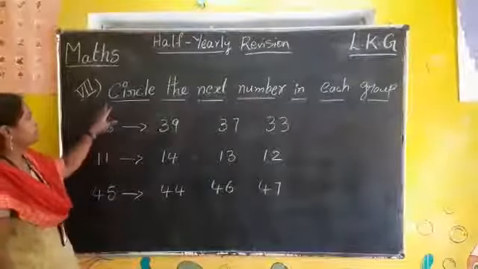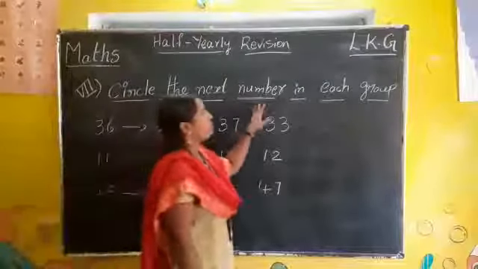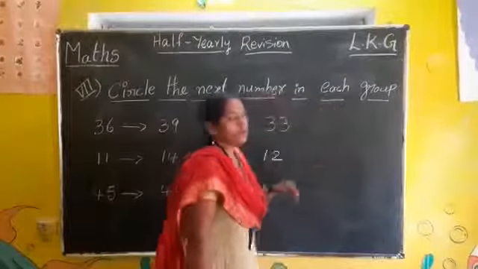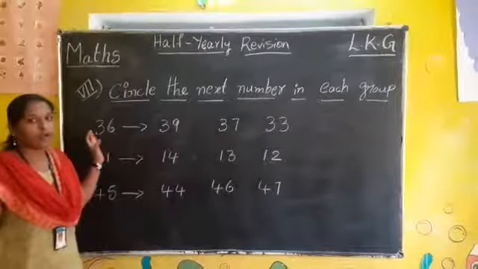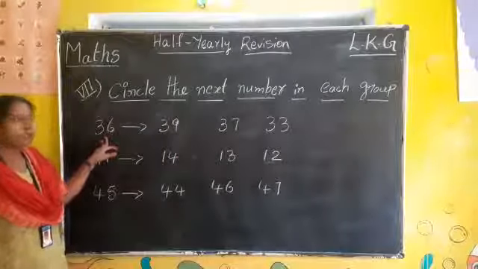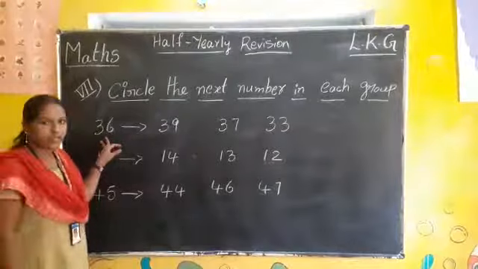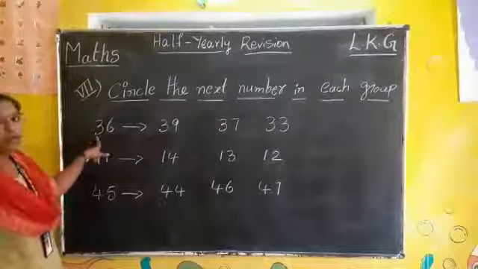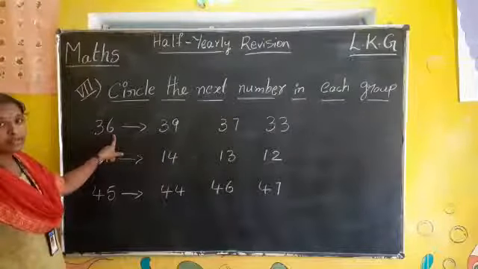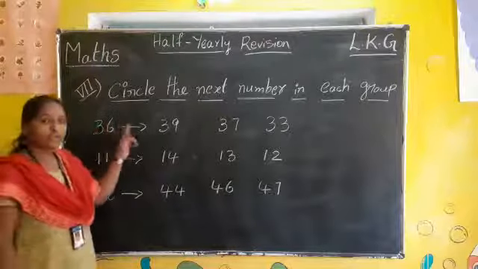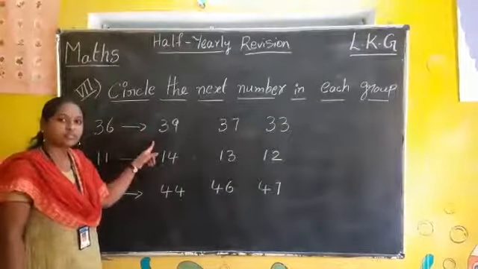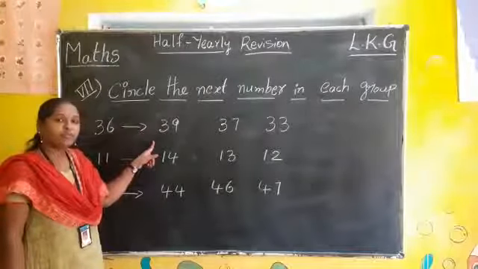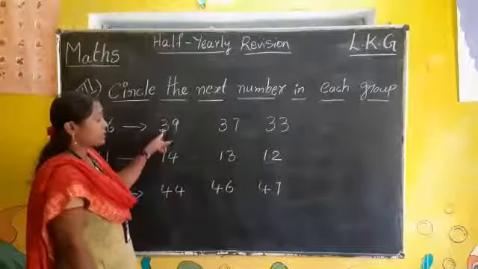Now next bit, circle the next number in each group. Okay, look here children. I have given here some numbers. First we have to identify the number. What is this number? 3, 6, 36. After 36, which number will come? Come and look here. 3, 9, 39.